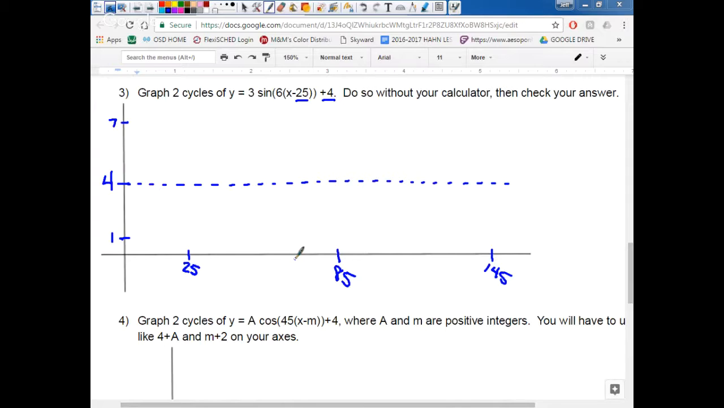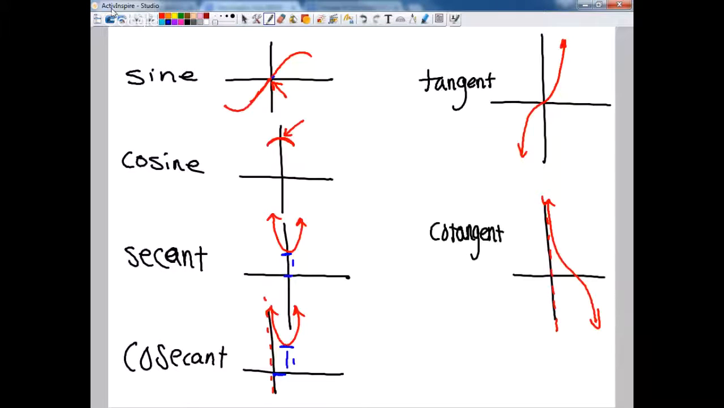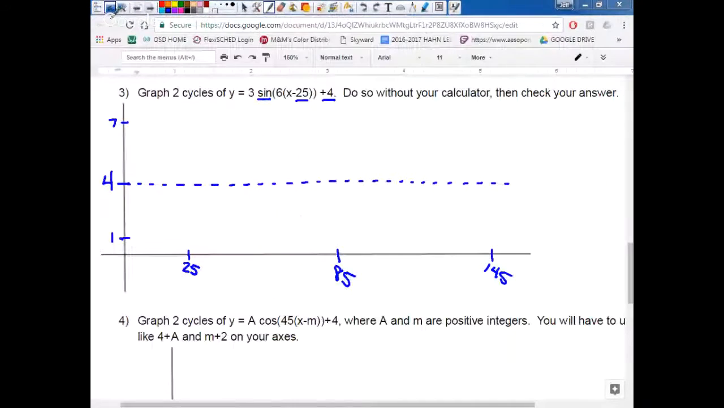Now we're going to look at what we have going on. Well, we had a phase shift of 25 when we're talking about the native sine values. So at 25, I need to be at the middle of an upslope. So I'm going to draw that in, I'll draw it in red. I'm going to be at the middle of an upslope. That tells me that at 85, I have to be at the middle of an upslope again. Then at 145, I'll have to be at the middle of an upslope again.